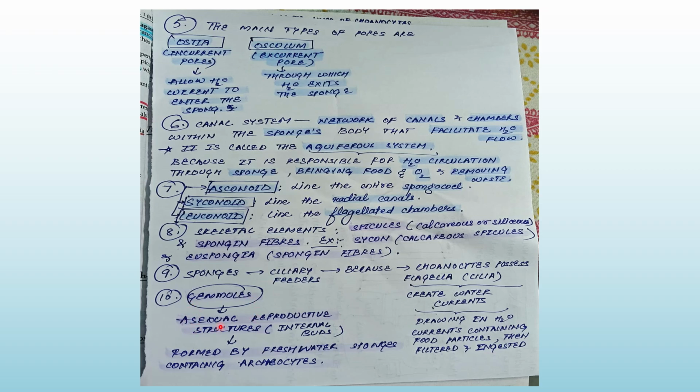Answer to the last question, because the rest of the questions you should try yourself. I have explained the entire chapter, so you should try yourself. Answer to the 10th question, what are gemmules? Asexual reproductive structures. They are the internal buds formed by freshwater sponges and containing archaeocytes.